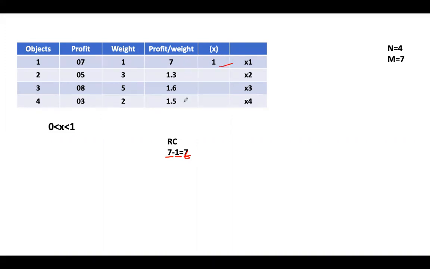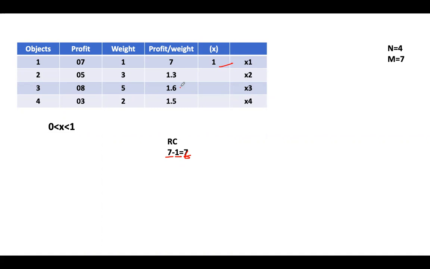Which should be the next object that you are going to consider? Again, same logic: the object with the maximum profit divided by weight ratio. That is the third object. This also I will consider in full.